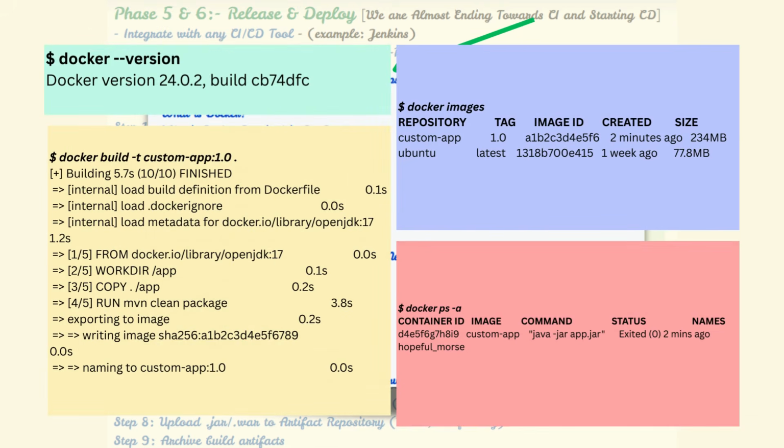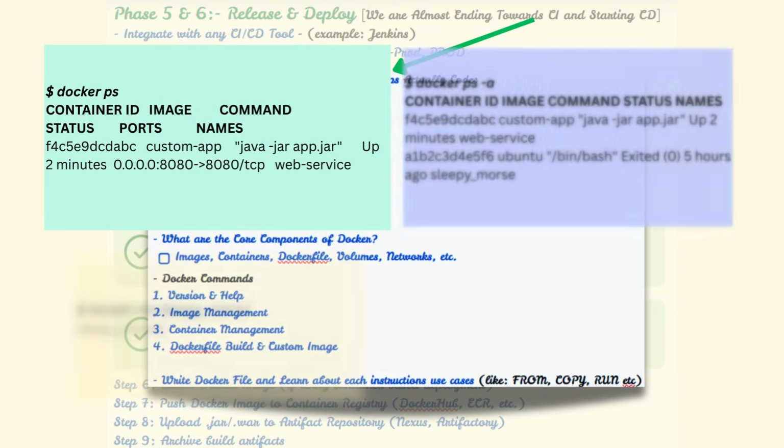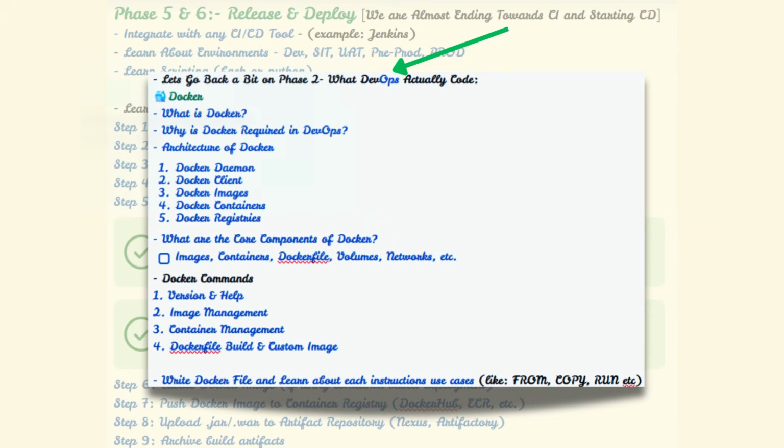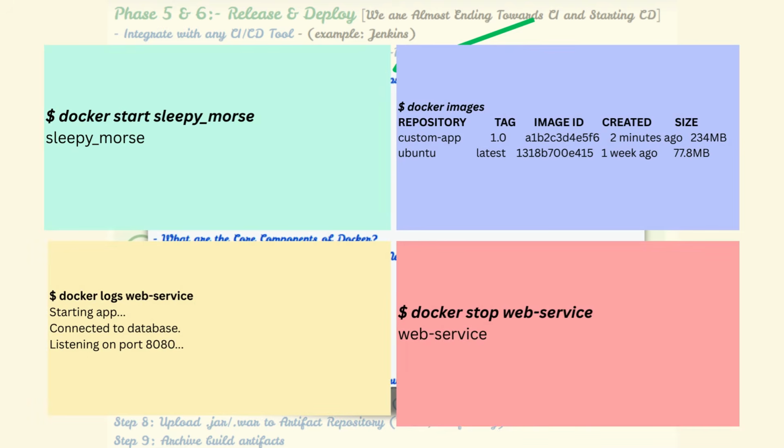Docker commands. Learn the commands with versions and help, image management, container management, Dockerfile build, and custom image. These are the commands you should be focusing on. Now, in each of these topics, we have a lot of commands. Remember again, whenever you are learning commands, don't just learn what the commands are. Focus on what the output looks like.